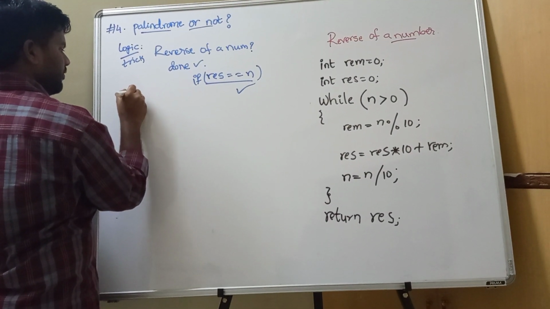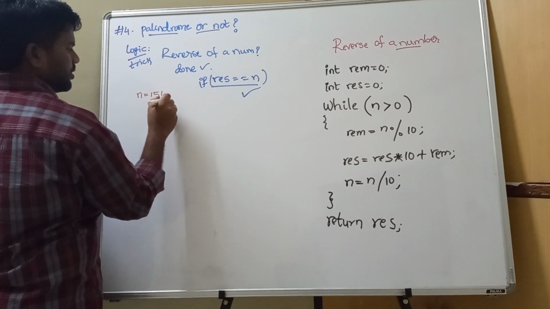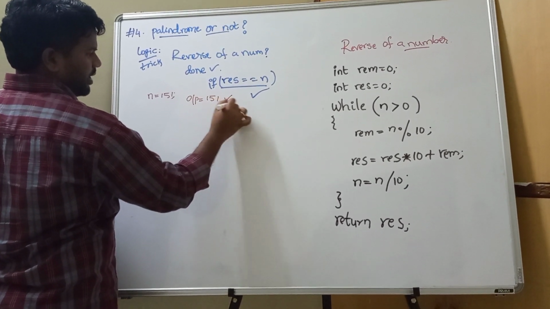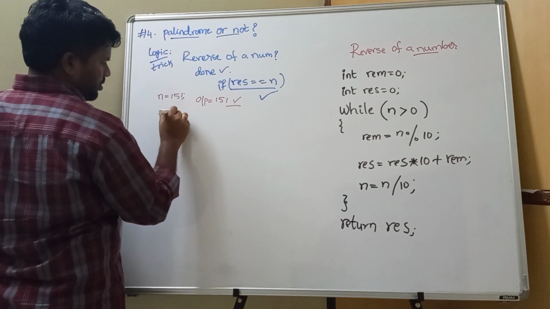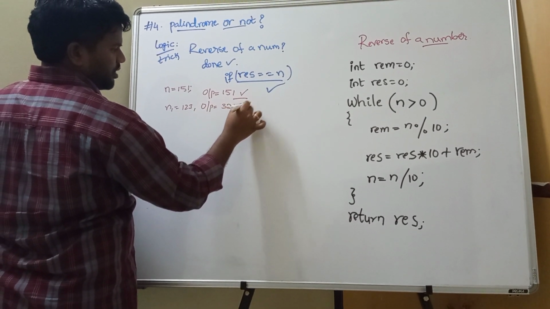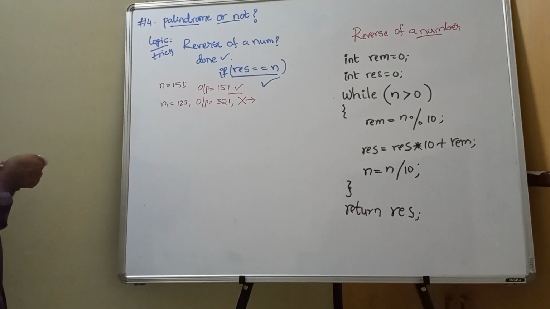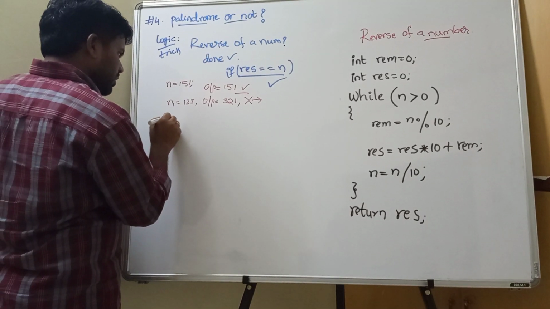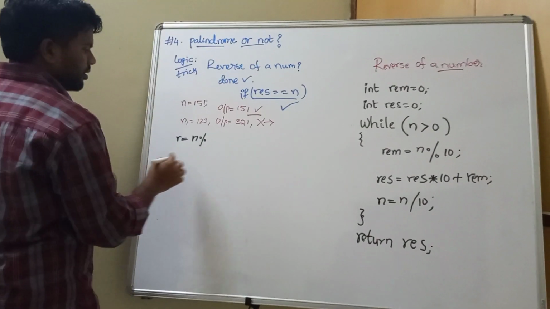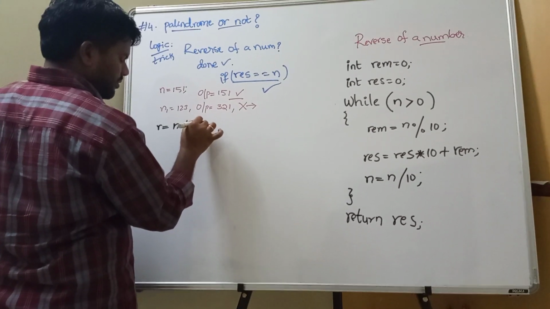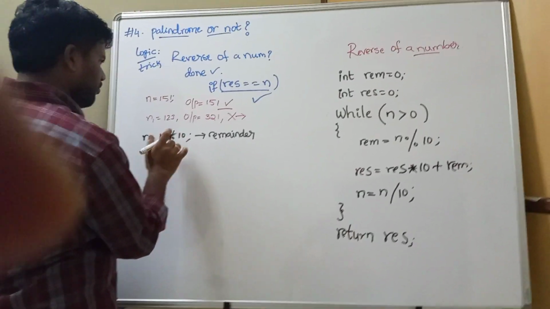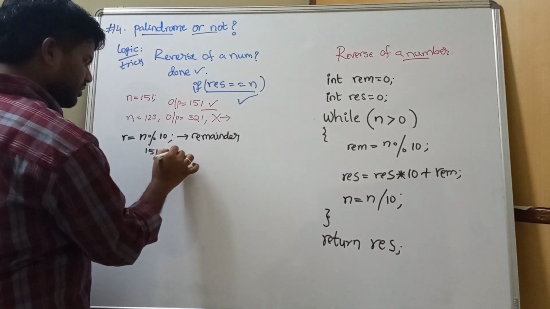Say given n is equal to 151. If the result output is equal to 151, then it is a palindrome number. For example, if n is 1 2 3, the output will be 3 2 1, so it's not a palindrome number. Here the thing is, you'll calculate the remainder, that is n percent 10. It will give the remainder. So in 151, modulo 10, what will be the remainder?